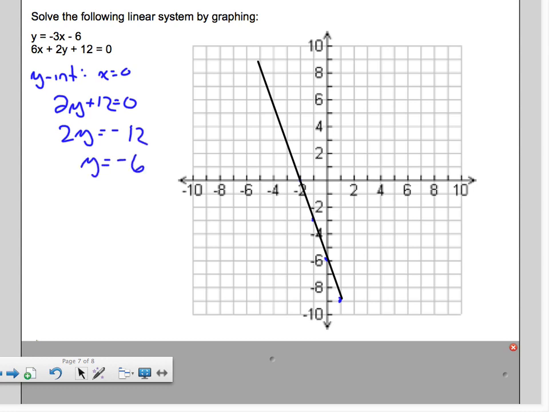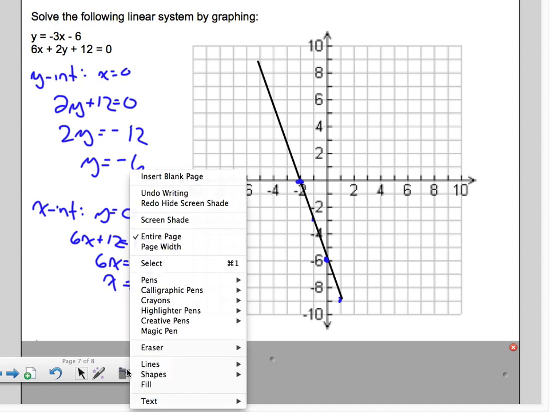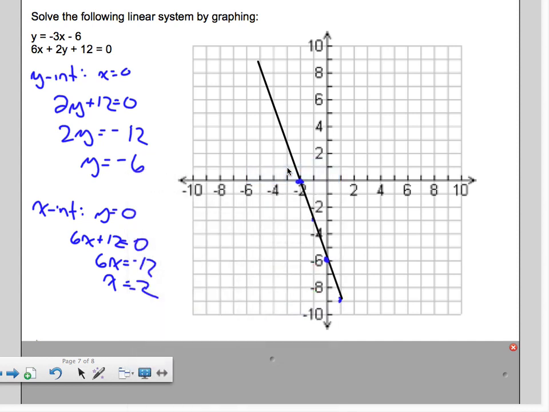The negative 6, I understand. My slope is negative 3, so I go down 3 to the right, or I could go up 3 to the left. So here's negative 6. For the x-intercept, y is equal to 0. So I get 6x plus 12 is equal to 0. 6x is equal to negative 12, so x is equal to negative 2. So that's the point over here. So I graph that.